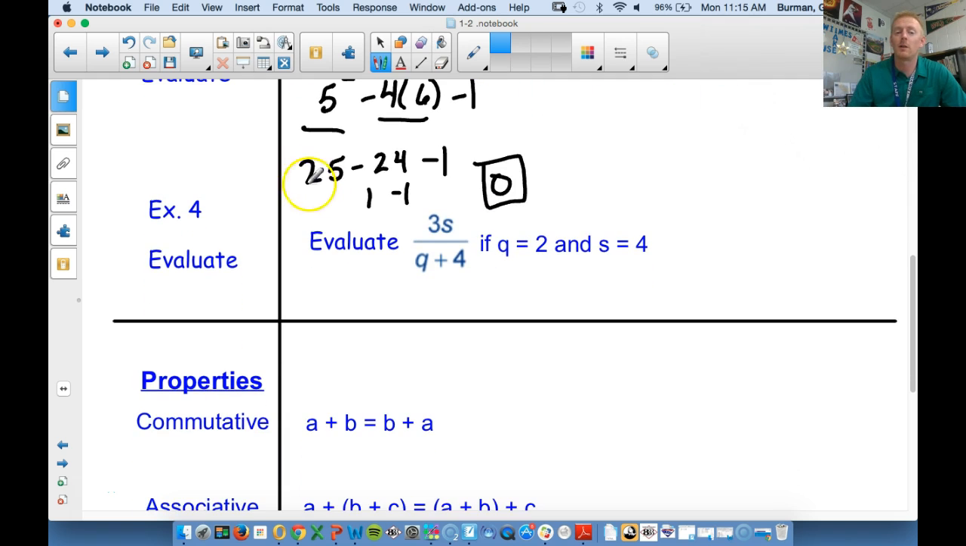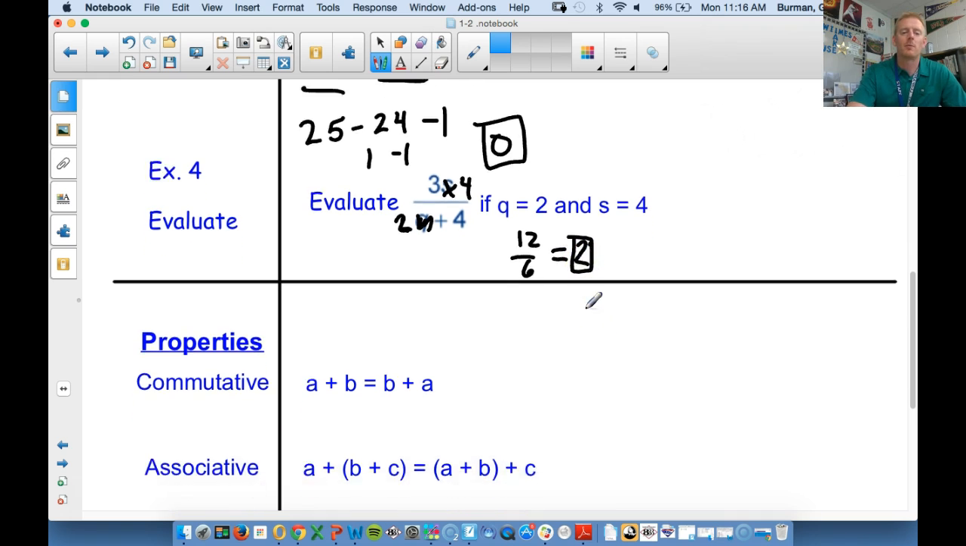Now I'm going to talk a little bit quicker with number 4 as well. 3 times s. S is 4, so it says 3 times 4. Q is a 2, so say 2 plus 4, so that becomes a 12 over 6. And 12 divided by 6 is 2.